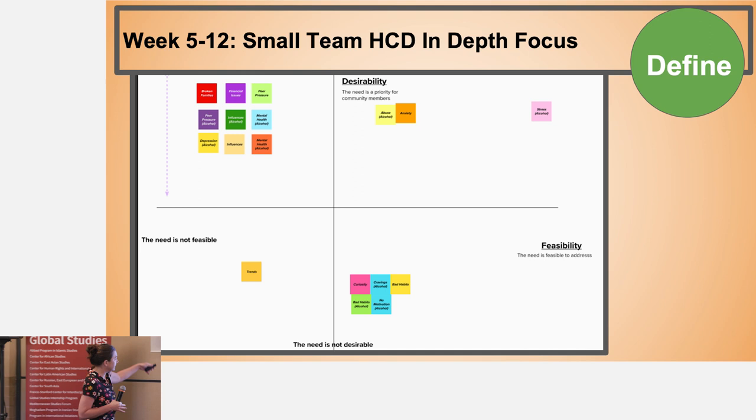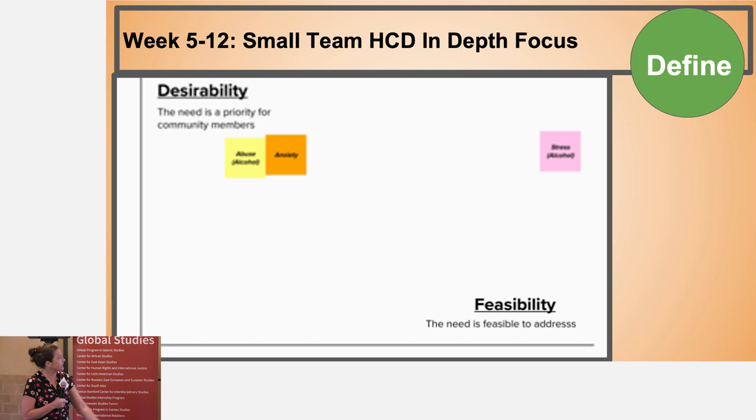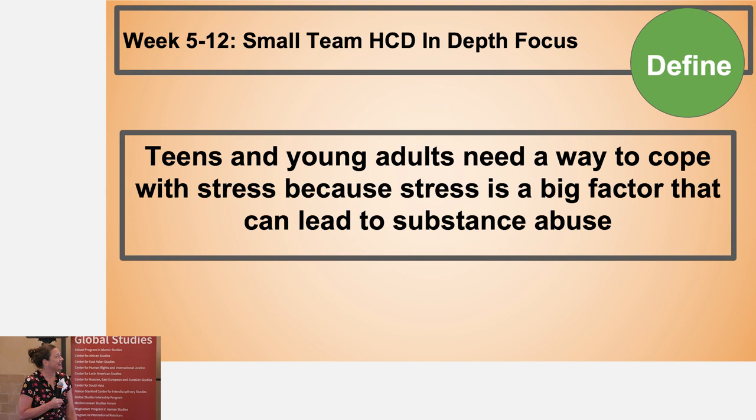And so, as you can see, anything to the left is considered less feasible. Anything down on the mapping is less desirable. And if we zoom in for this particular group, they decided that stress was the most desirable and feasible problem that they could define. And so their definition of their problem statement: teens and young adults need a way to cope with stress because stress is a big factor that can lead to substance abuse. So that's kind of the journey that they took to even get to this definition here.